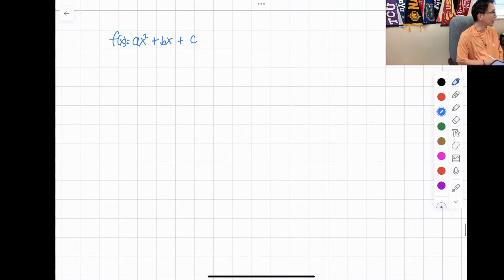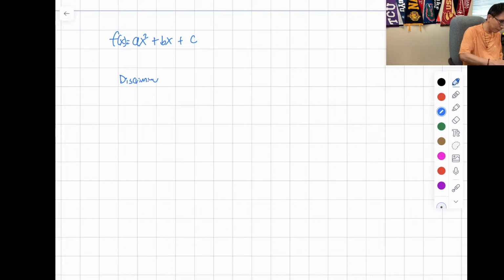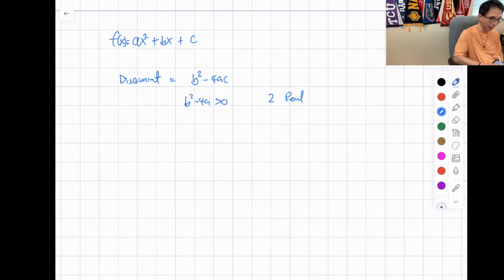Do you guys remember the discriminant? What does the discriminant tell you? First of all, what is the discriminant? The stuff inside the square root, which is b squared minus 4ac. So when b squared minus 4ac is greater than 0, how many real solutions are there? Two real solutions.